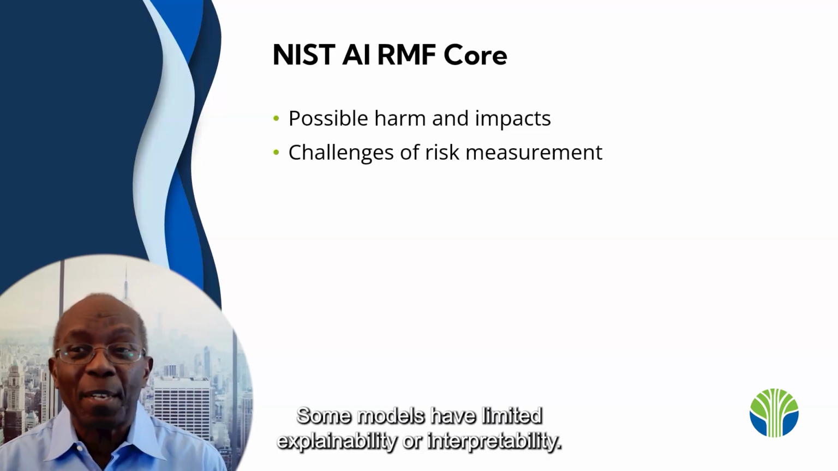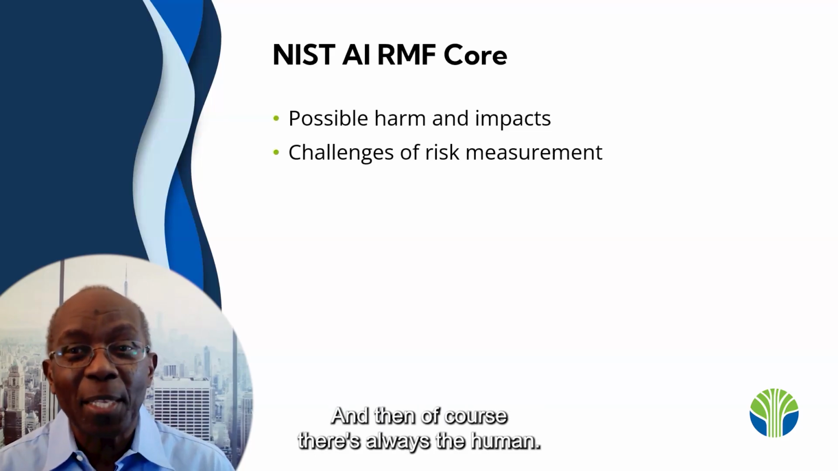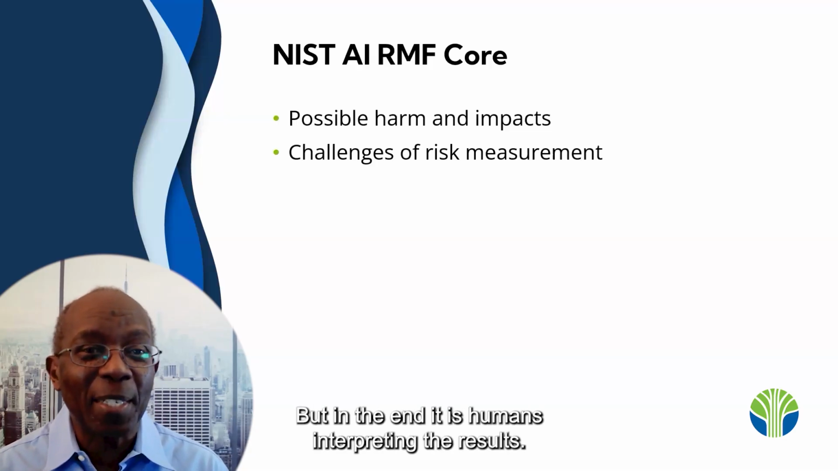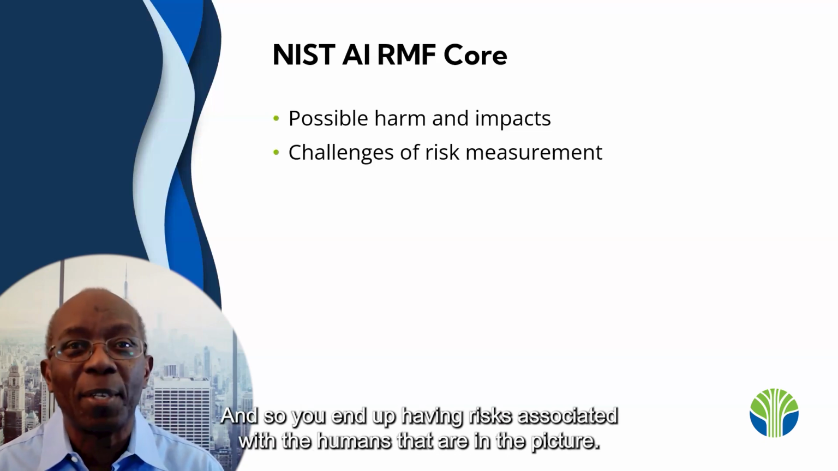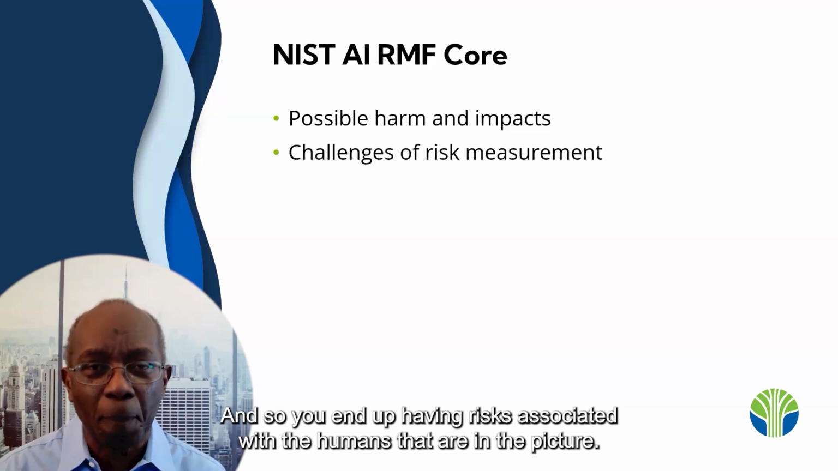Inscrutability. Some models have limited explainability or interpretability. And then, of course, there's always the human. AI systems carry out tasks differently from humans, but in the end, it is humans interpreting the results. And so you end up having risks associated with the humans that are in the picture.